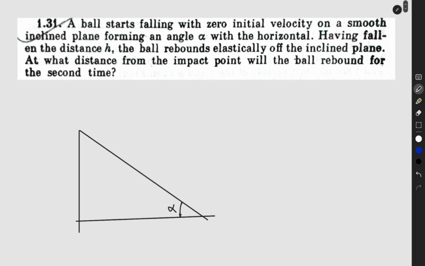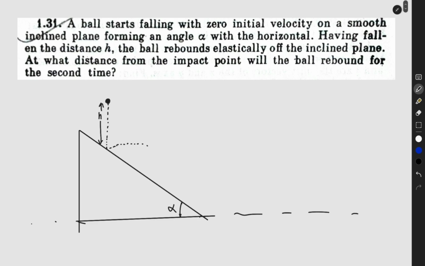So we've got an inclined plane and it makes an angle alpha with the horizontal, so this is the horizontal direction. Having fallen a distance h, the ball rebounds elastically. So first of all, the ball is in the air and it is at a height of h from the inclined plane. Now what happens is that this ball drops and it rebounds elastically.